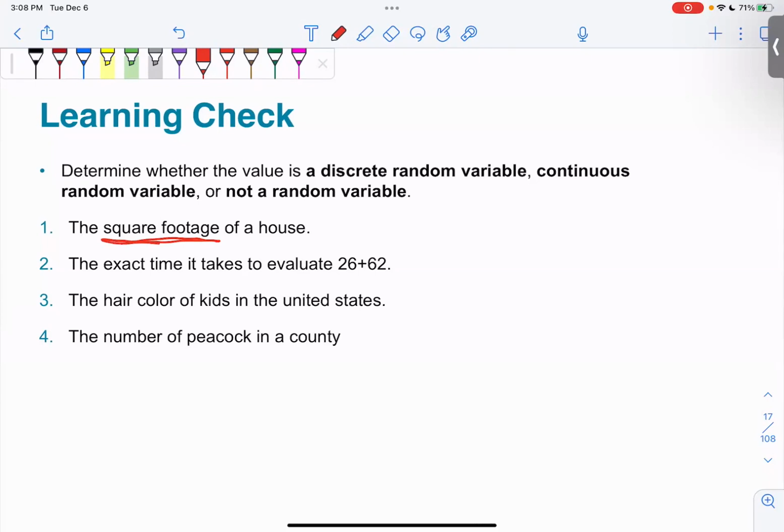The second one? That's the time to evaluate it. How many minutes this is going to take, how many hours it's going to take. It's not a specific time. So yes, great. Yes, it's time, then it's continuous. The third one?